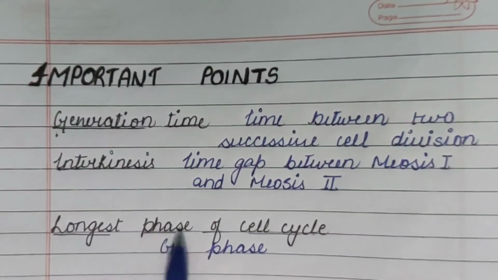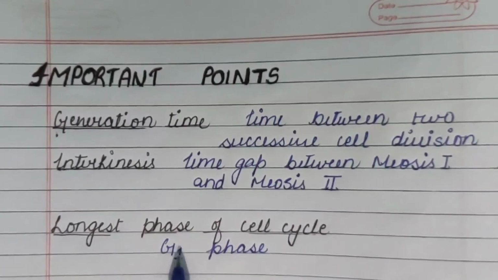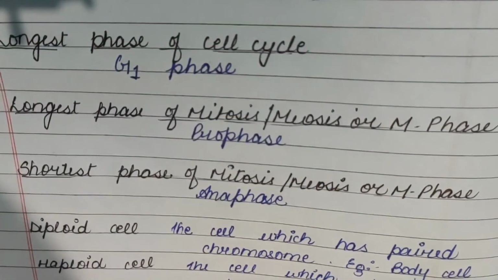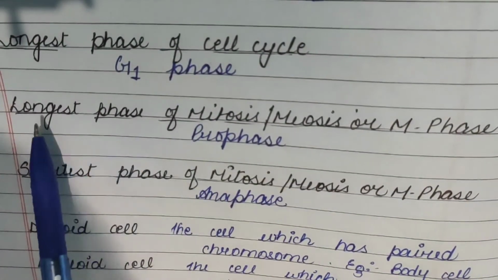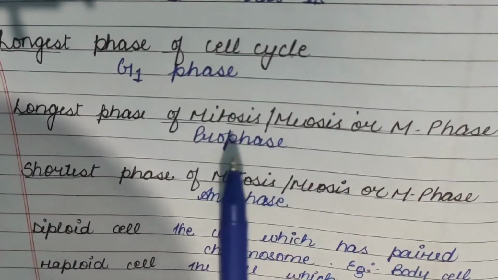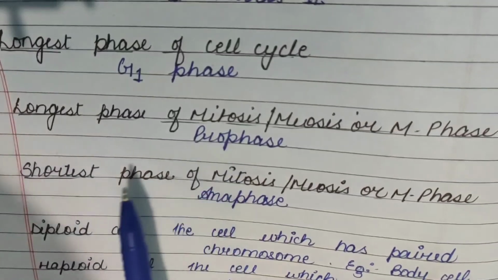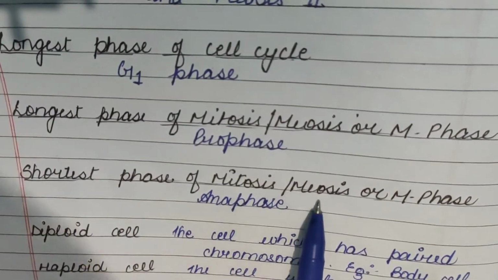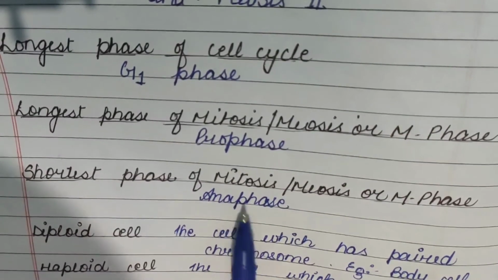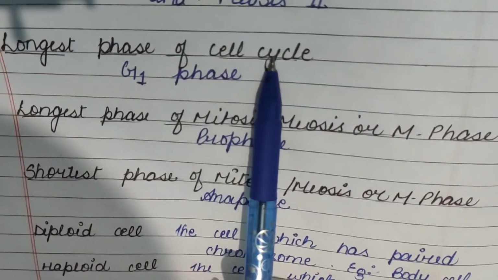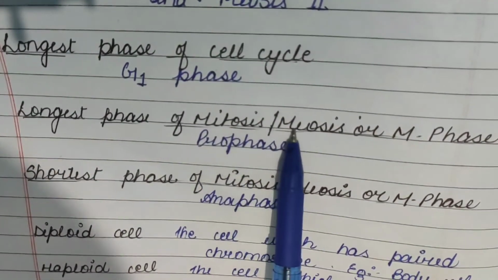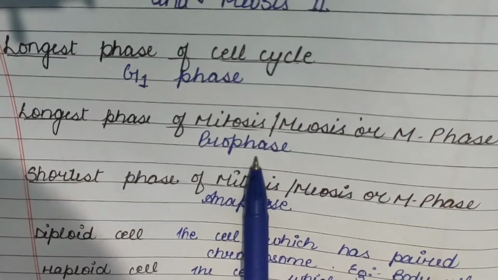Next, the longest phase of the cell cycle is the G1 phase. And the longest phase of mitosis, meiosis or M phase is prophase. Similarly, the shortest phase of mitosis, meiosis or M phase is anaphase. So you have to be very clear that if the question asks about the cell cycle, the answer is the G1 phase. If the question asks about mitosis, meiosis or M phase, the answer is prophase.